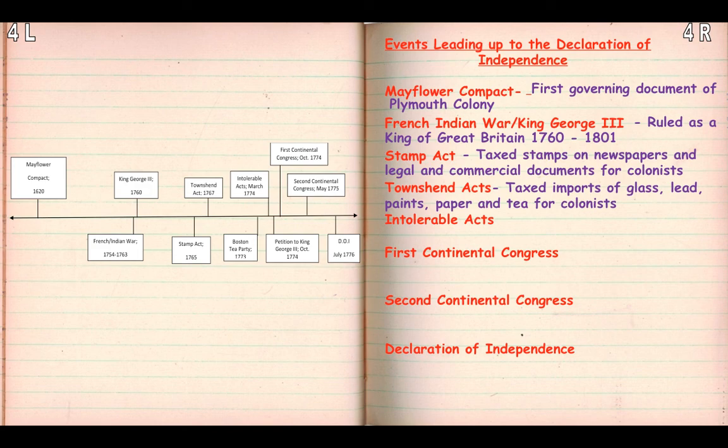And we were ticked off. So we decided to go to the harbor and dump tons, literal tons of gallons of tea into the Boston Harbor. This was so much tea that the ships could not get into the harbor for weeks, months, 2 months.